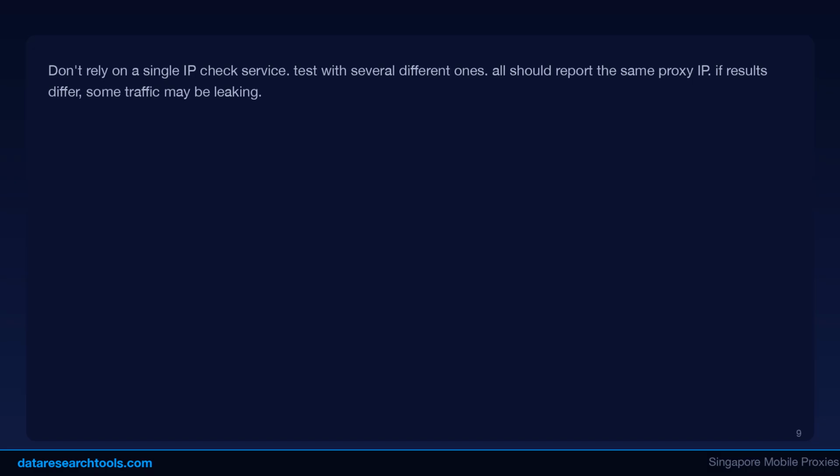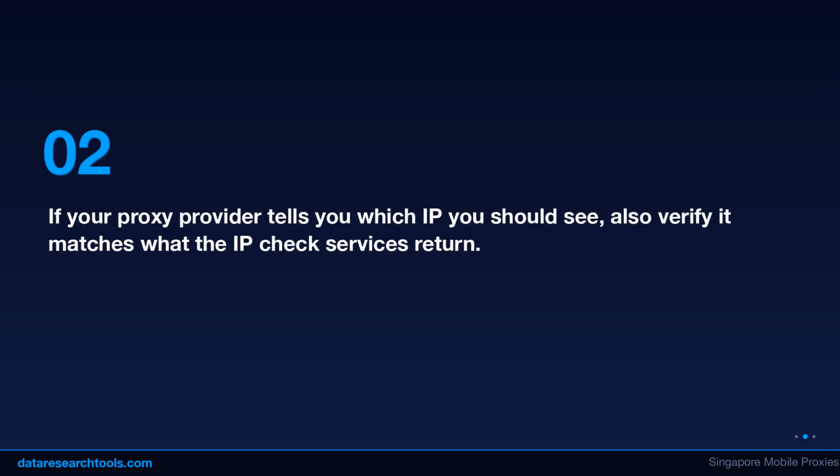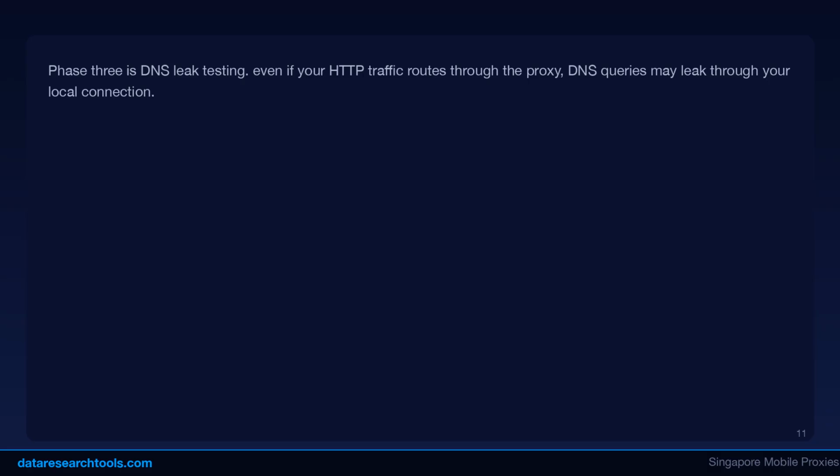Even if your HTTP traffic routes through the proxy, DNS queries may leak through your local connection. Visit a DNS leak test service through your proxy or run a packet capture from the command line. If you see DNS queries going outside the proxy tunnel, DNS is leaking. For a SOCKS5 proxy, configure remote DNS resolution to prevent this. Also, even with IPv4 DNS properly proxied, IPv6 DNS queries may leak separately. Check if your system has IPv6 connectivity. If it does, that traffic may bypass the proxy.